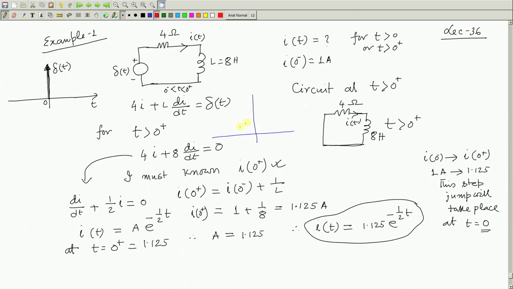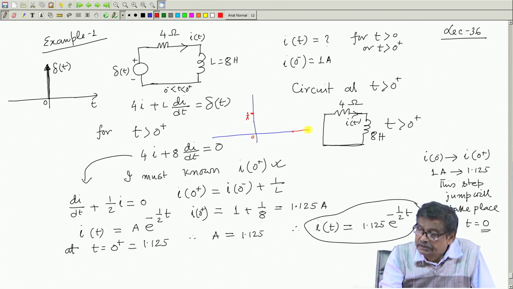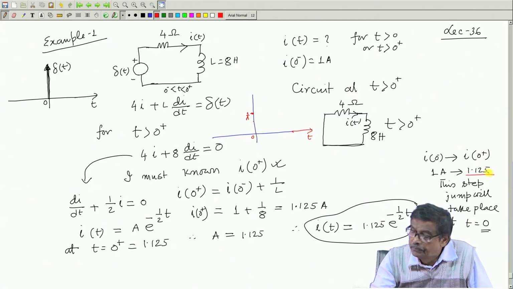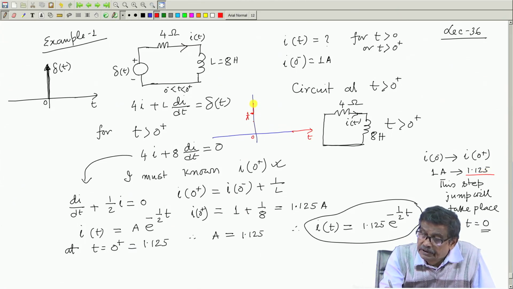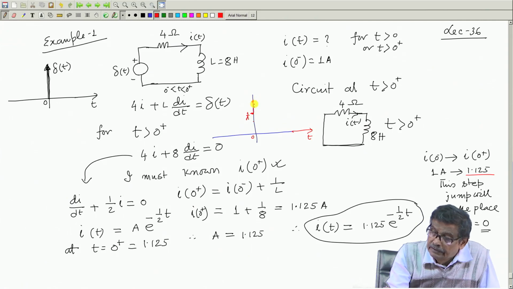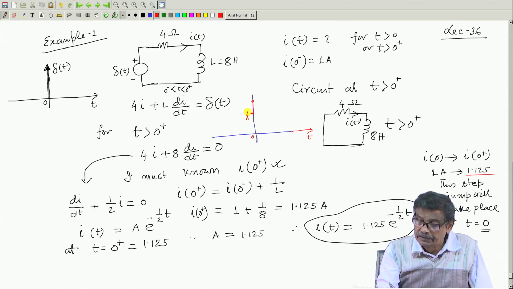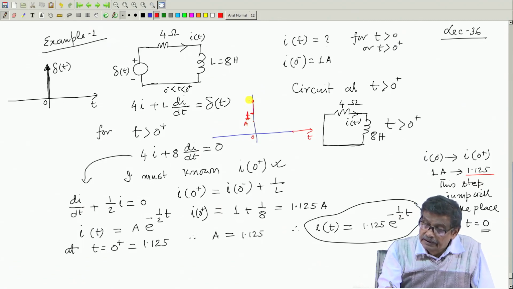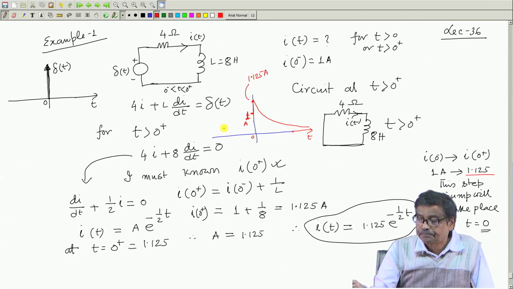At t equal to 0 minus, the current was 1 ampere. It was there. This is t equal to 0, this is t. At t equal to 0 plus, this current shoots up to 1.125. So, in no time it goes there. This is 1 ampere, it now goes to 1.125 ampere, and then of course, it will decay like this.